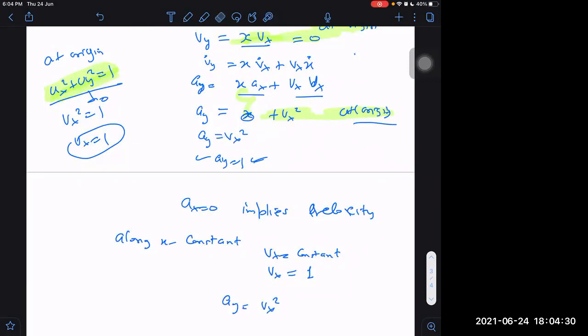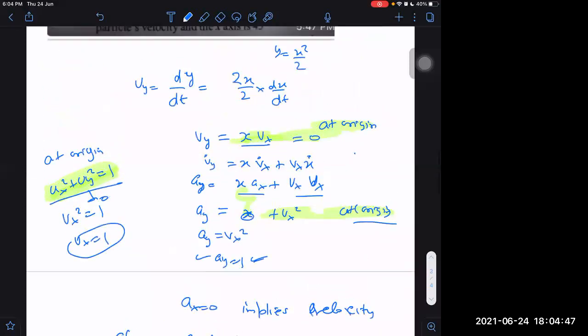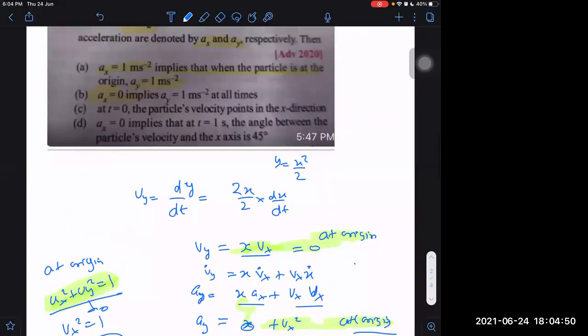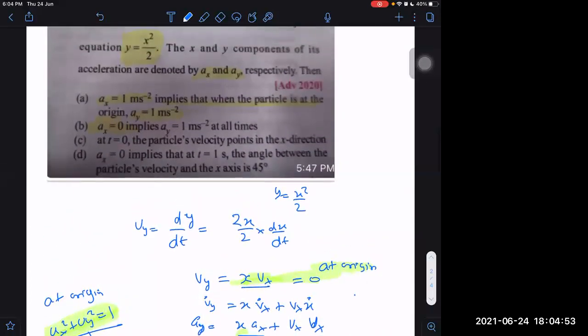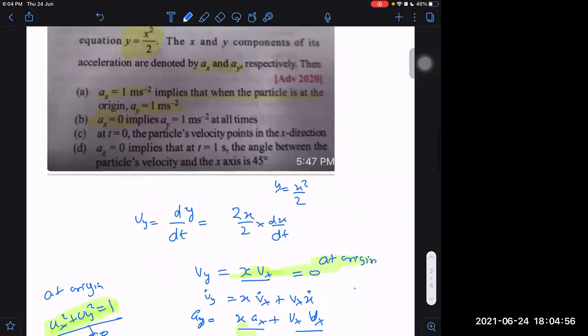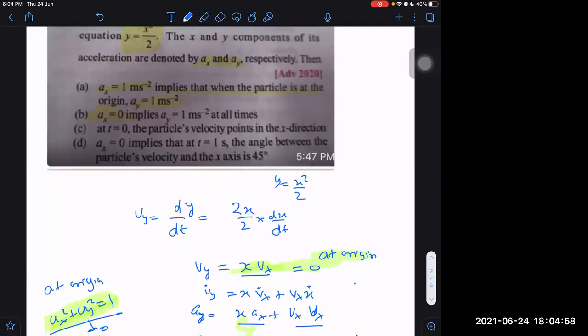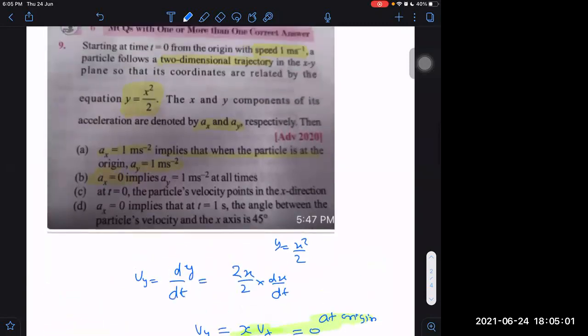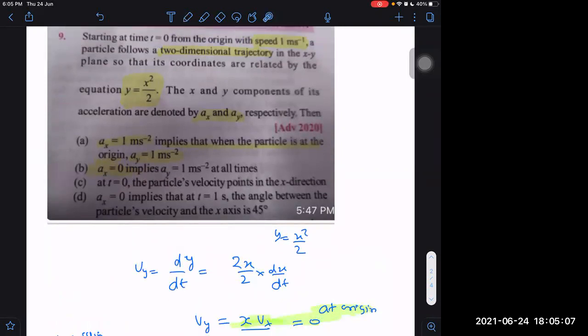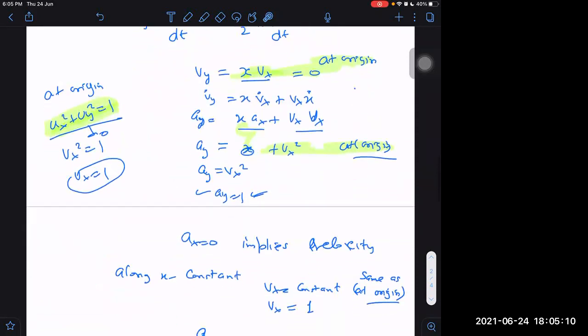Vx is constant, but not equal to 1, sir. Vx is constant only. But at the origin it is 1. Then it will be the same as the initial velocity at the origin. And at the origin it was 1 only. But they are saying at all times. At the origin only it is possible, sir. Vx is always 1, no sir.